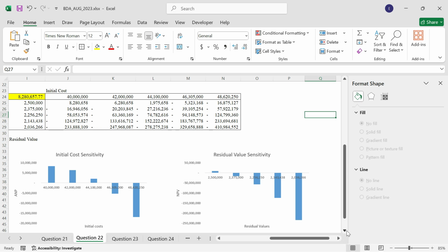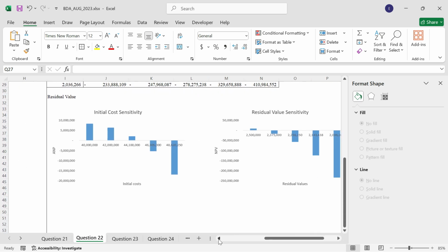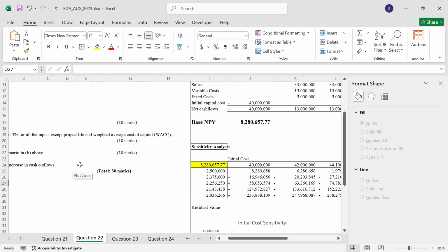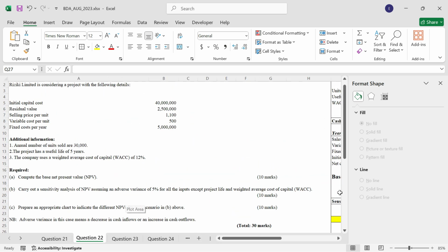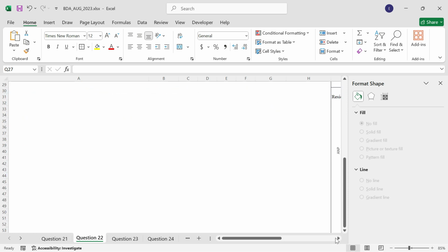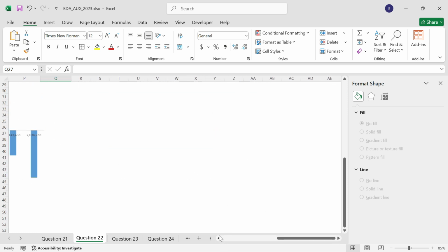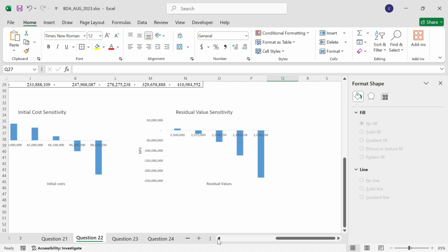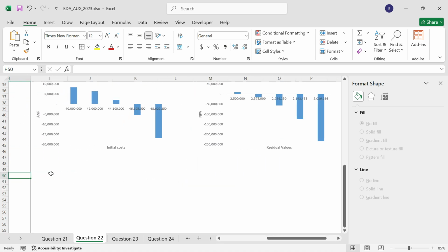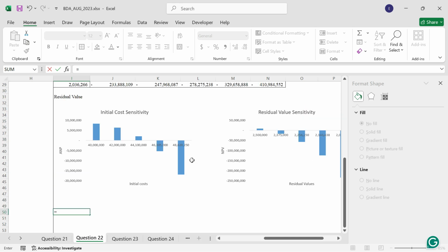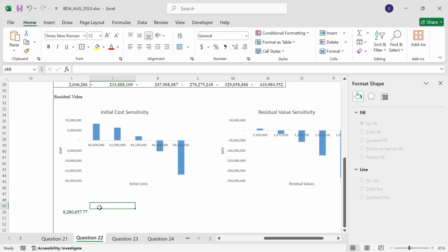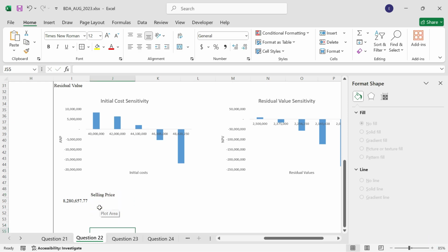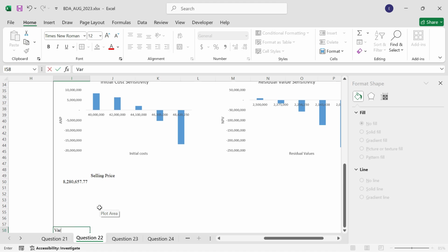Then I can undertake the same thing for the other elements. Next will be my selling price and my variable cost per unit. So similarly, I sensitize my NPV with my selling price and my variable cost.